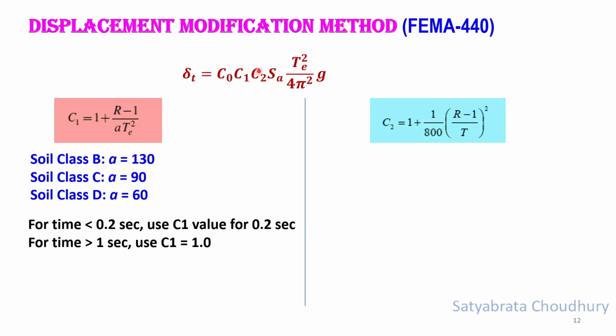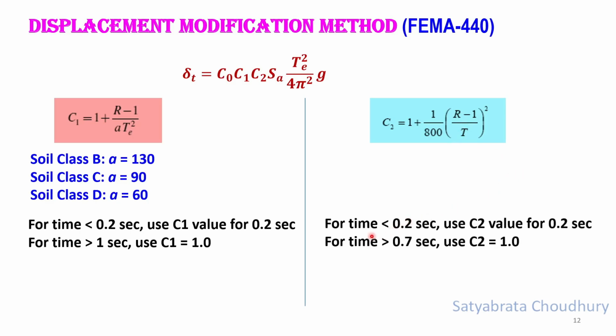C2 expression in this original target displacement is given by this new expression in FEMA 440, which involves the strength ratio and time period. Here again there is confusion, as this time period, whether it is Ti or T, is not mentioned. And again, for time less than 0.2 second, use the C2 value for 0.2 second. For time greater than 0.7 second, use C2 equal to 1.0. And in between you can allow interpolation. So this gives C2. So all the expressions are known.